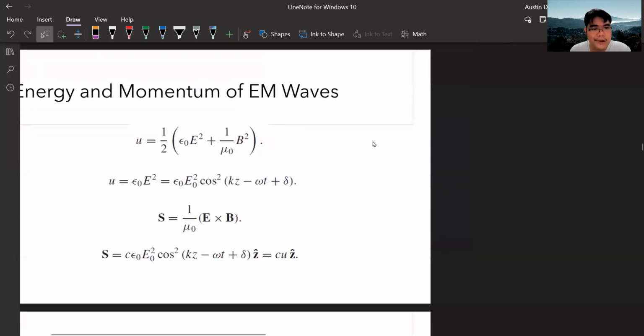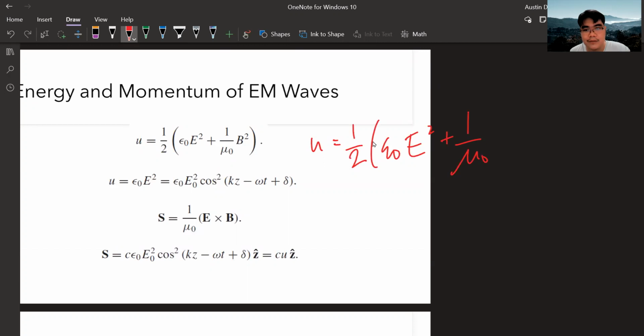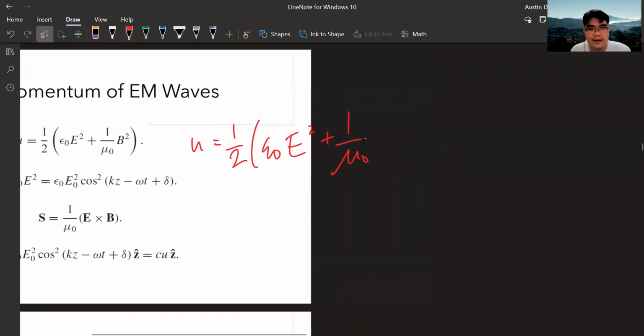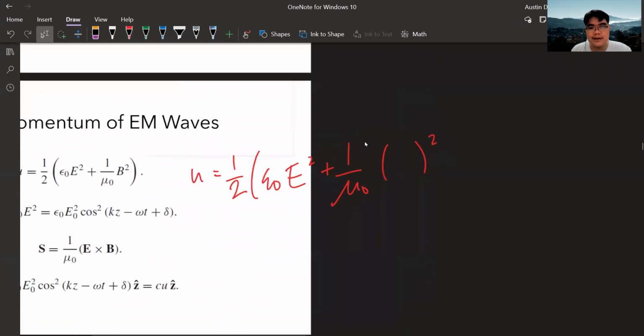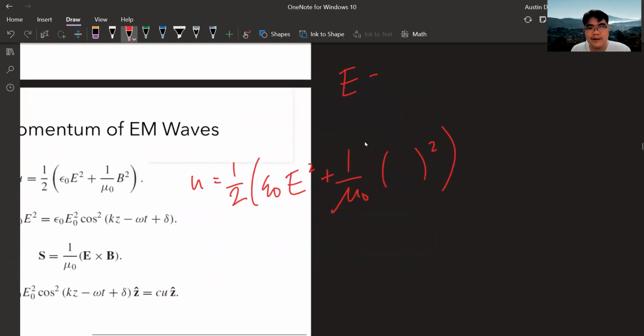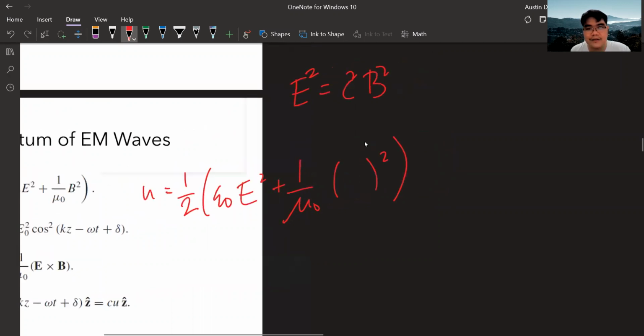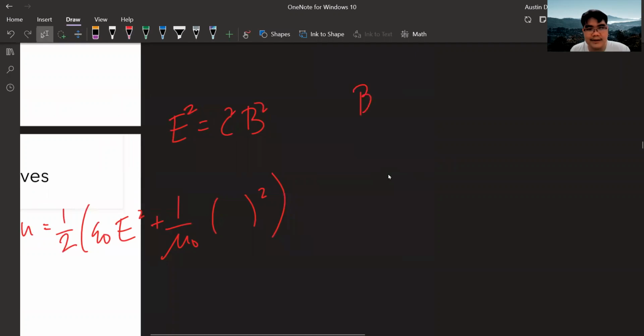So yung light would have U is equal to 1/2 epsilon naught E squared, plus 1 over mu naught B squared. Okay? However, meron tayong equation na E is equal to cB. So therefore, kunin natin square. Then we have your B squared as B squared is equal to E squared over c squared. Tama ba?